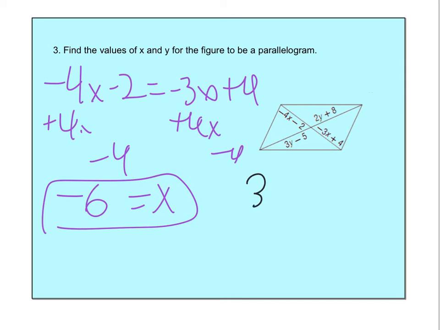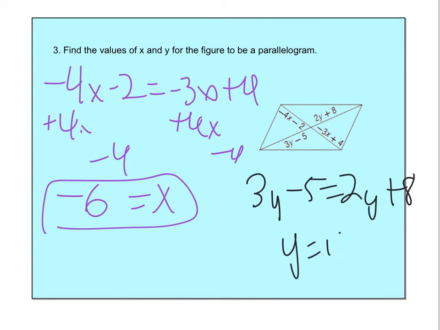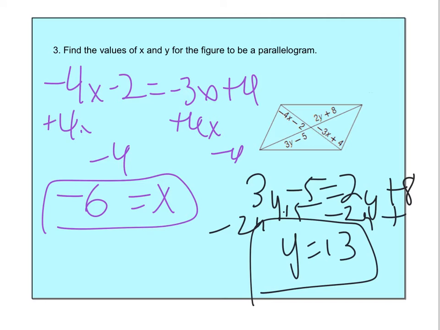Y, on the other hand, flip that around. 3y minus 5 equals 2y plus 8. So y will equal 13. So all I did was algebra: subtract 2y, add 5. So that'll give me y equals 13.